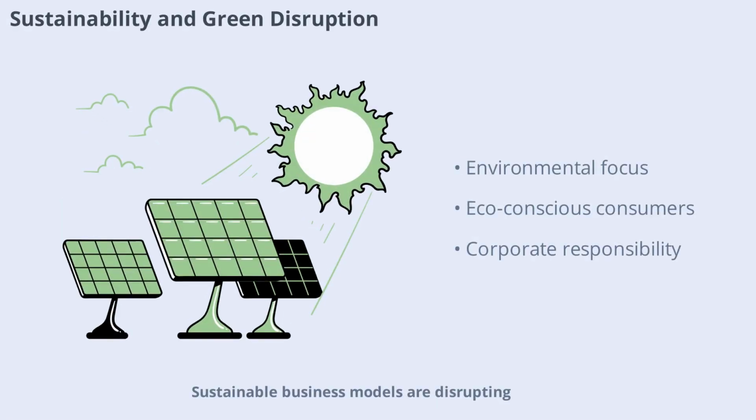Sustainable business models are disrupting traditional industries by prioritizing environmental impact. Companies like Tesla and Beyond Meat are leading the way with electric vehicles and plant-based foods.